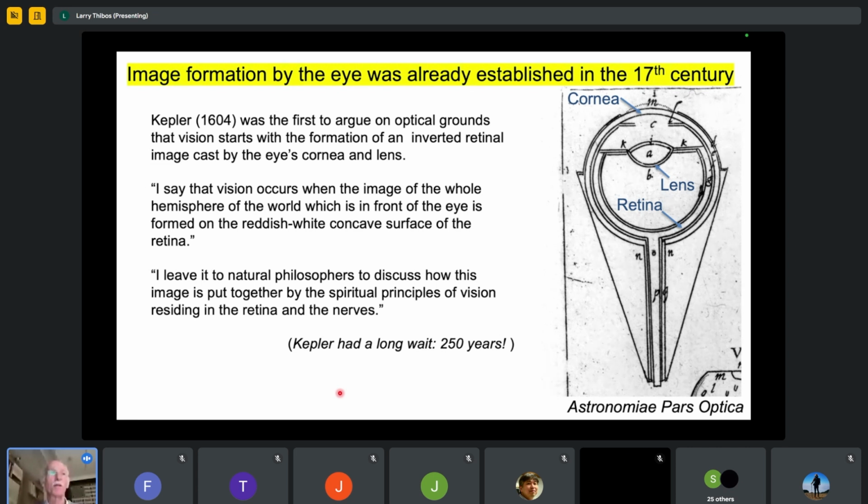I leave it to natural philosophers to discuss how this image is put together by the spiritual principles of vision residing in the retina and the nerves." Well, you can tell from the form of the language here, he wasn't as comfortable with psychology and perception as he was with optics. And in fact, Kepler had a very long wait. It would be another 250 years before those natural philosophers could have satisfied his curiosity.